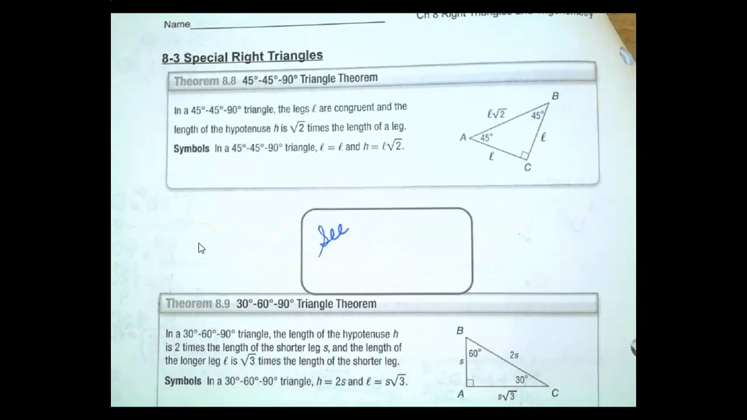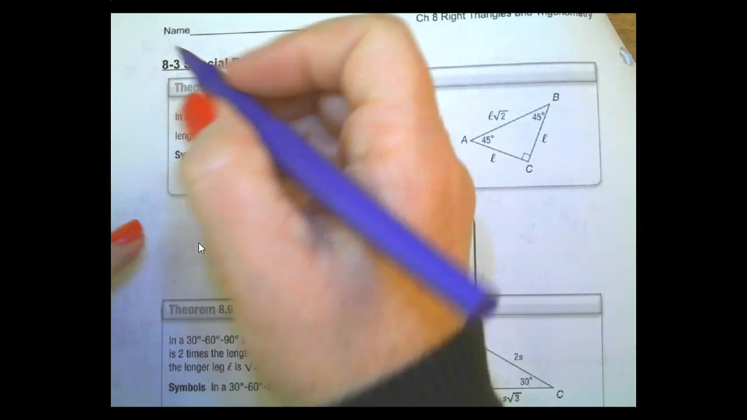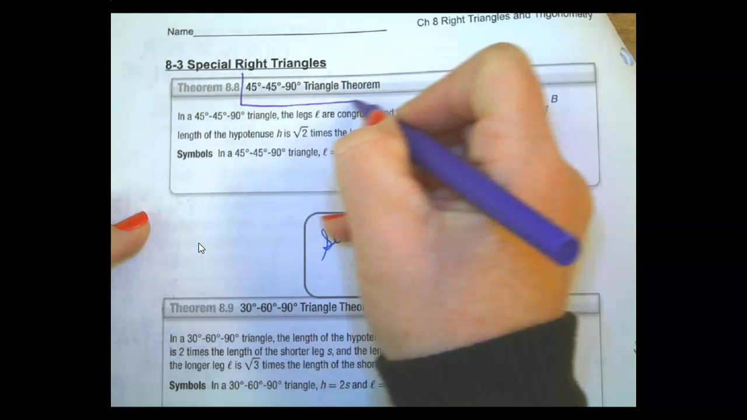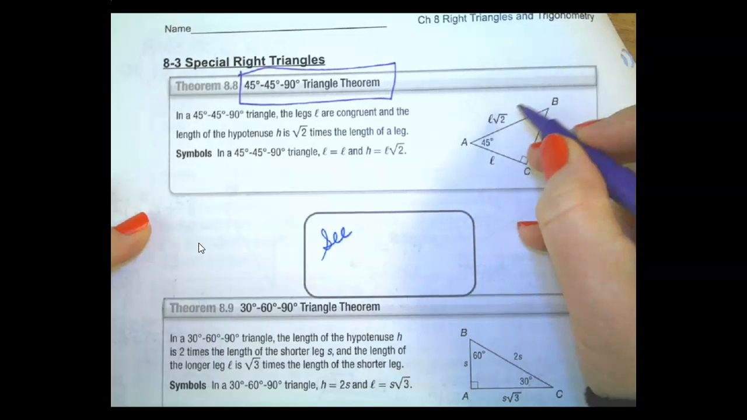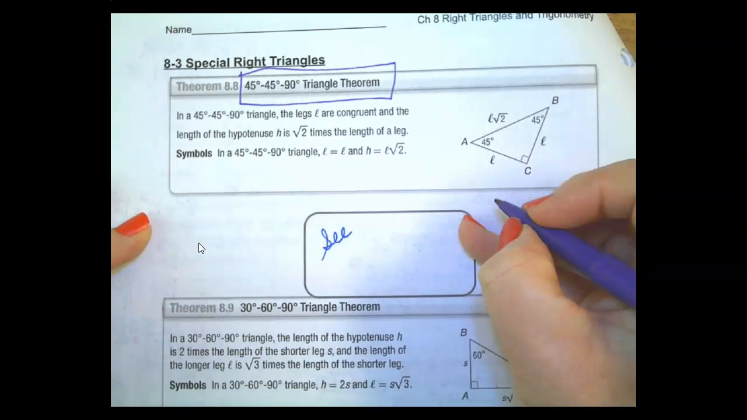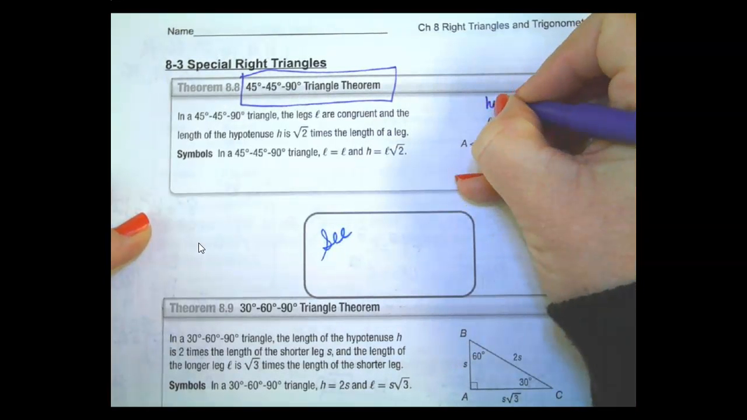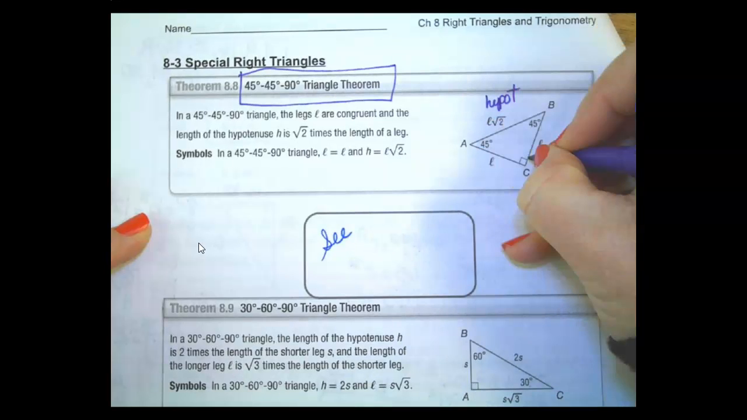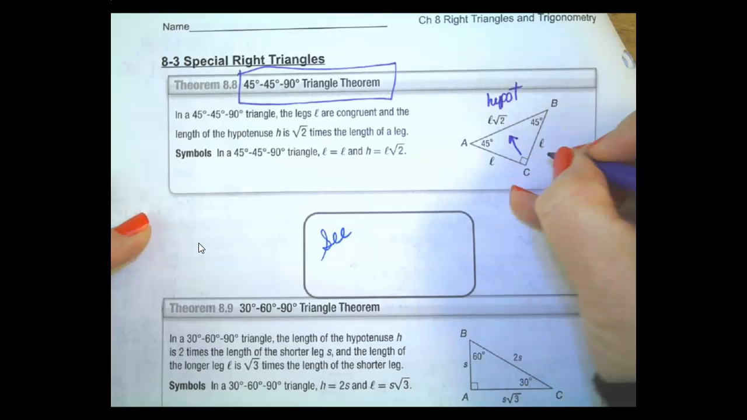Right, so today we're talking about special right triangles, specifically the ones that are 45, 45, 90 and 30, 60, 90. So we'll start with the 45, 45, 90. So you can find your side lengths by using this. So your hypotenuse, don't forget the hypotenuse is opposite your right angle. And these two are called your legs.